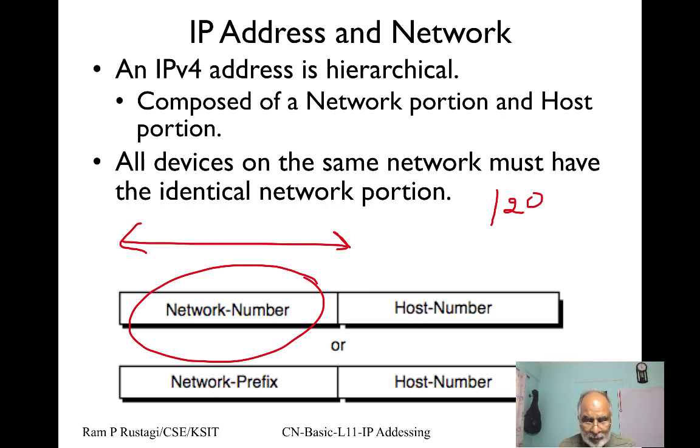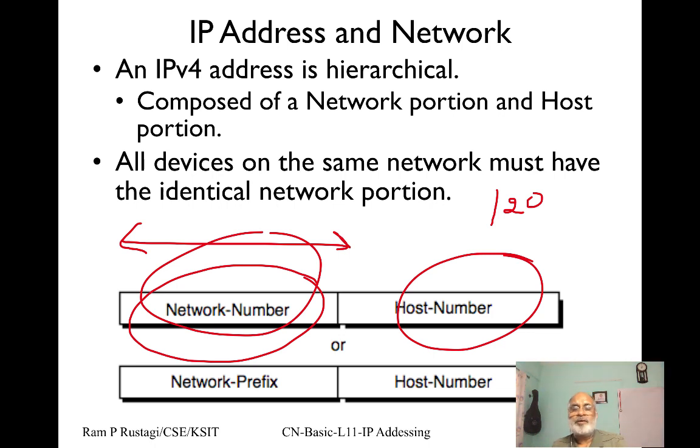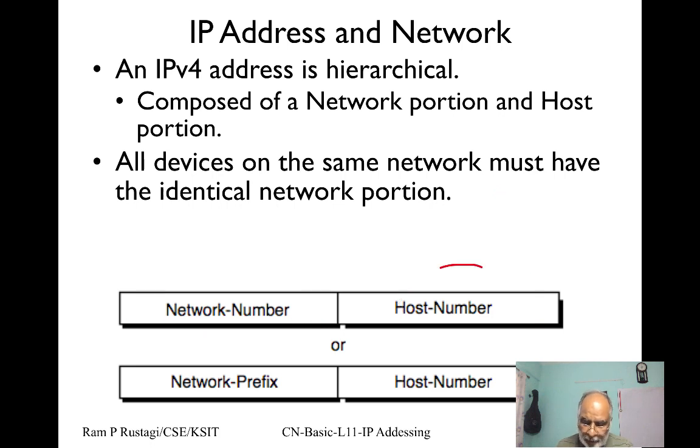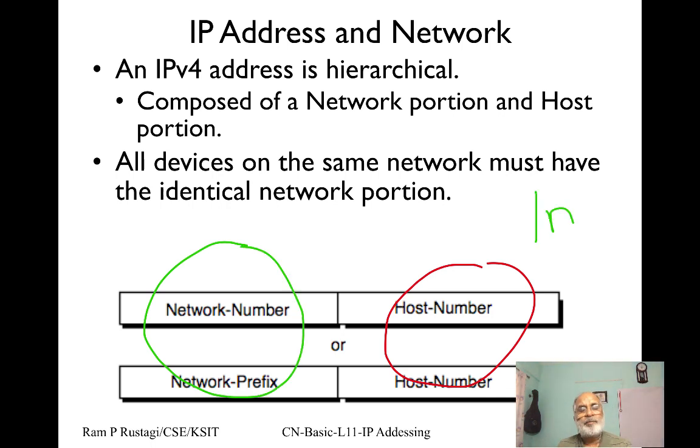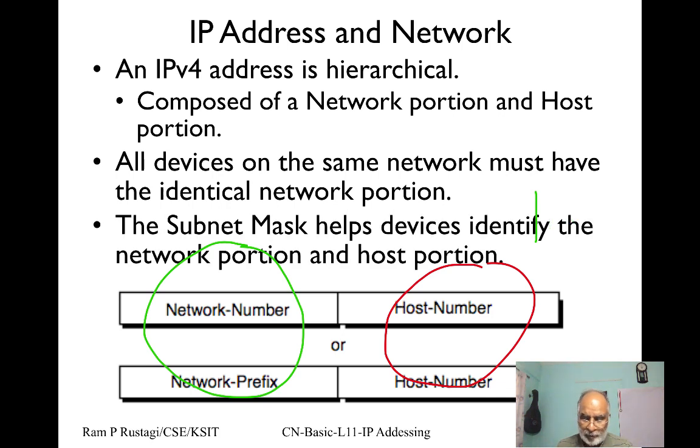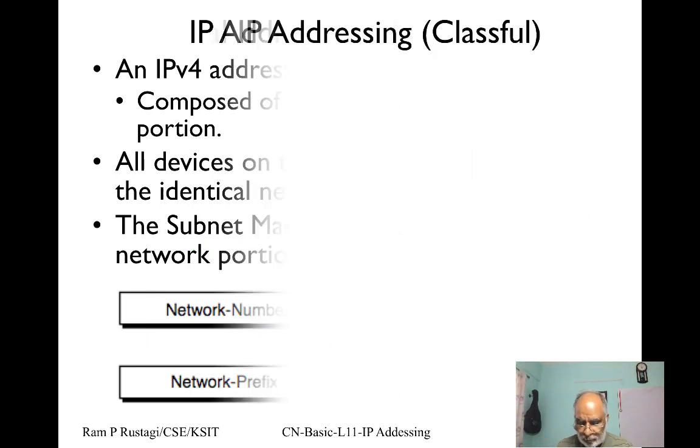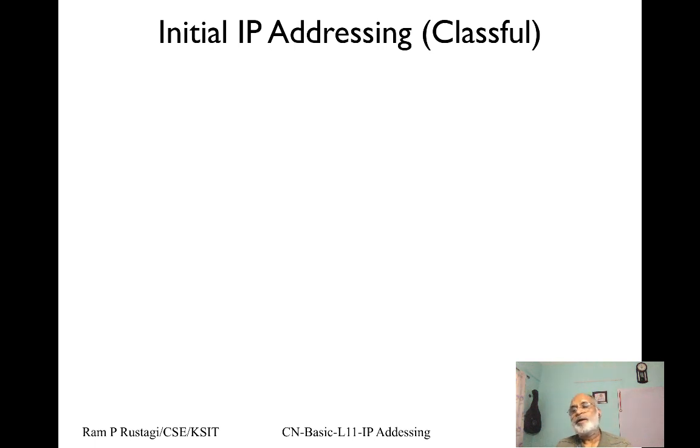For different machines belonging to the same network, their first N bits would have the same value. Their host number would vary because two machines have different addresses, different values. So the two machines would differ only in the host number part, but they would have the same value in the network part, and those N bits would have the same value. And this is how we use the subnet mask to decide.